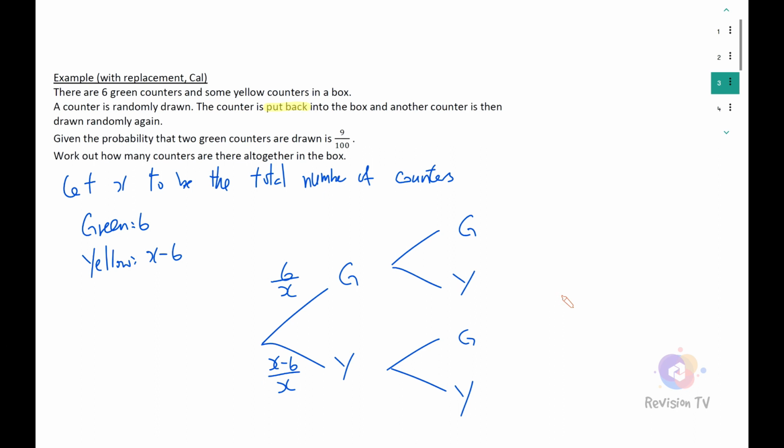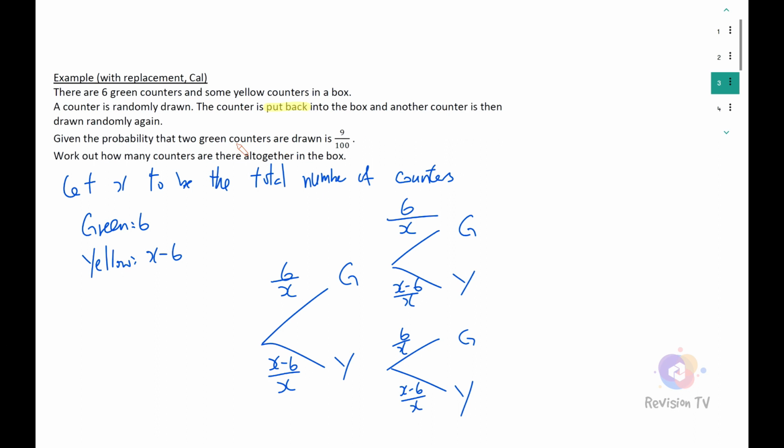Good thing about replacement is the probability does not change, because if you pick one green counter, you put it back in, there are still 6 green counters in there. So 6 over x, and x minus 6 over x, 6 over x, and x minus 6 over x. So that's a good thing about replacement, the probability doesn't change.